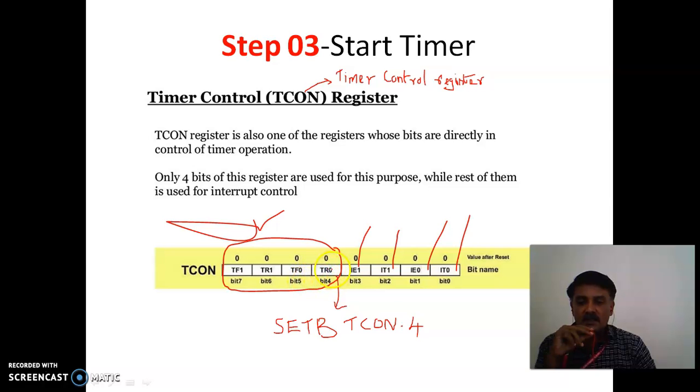TR0 is located, when you calculate from right to left, in the 5th position, right? Anyhow, the bit value is 4. So we need to set the bit 0 into 1. Suppose if we want to clear, 1 to 0. So this is step number 3.